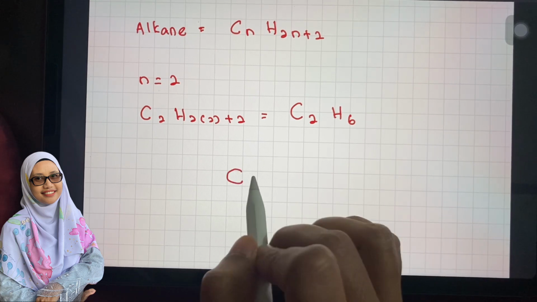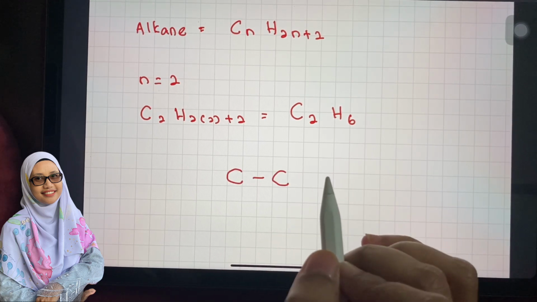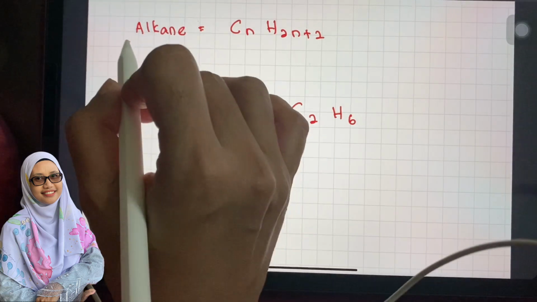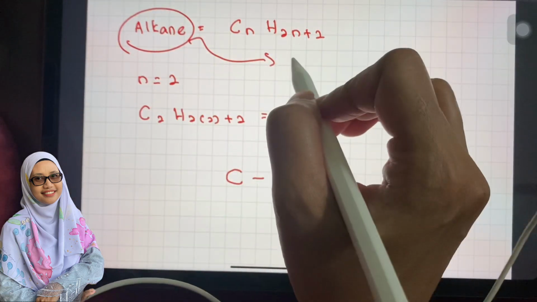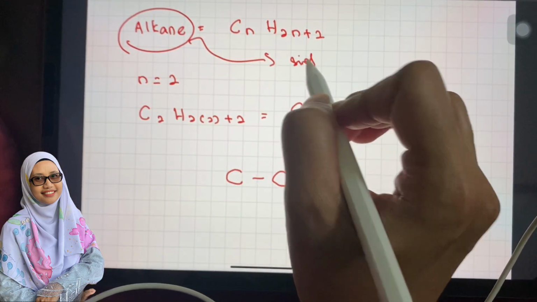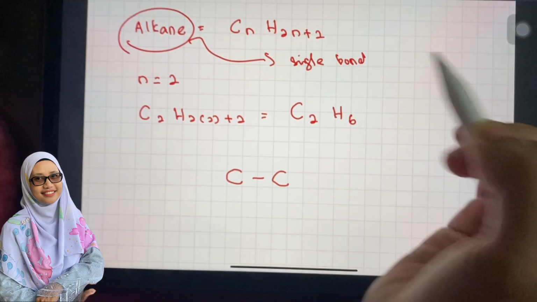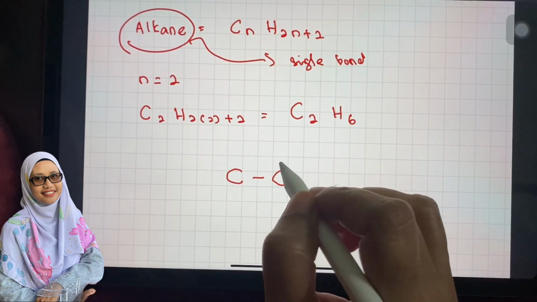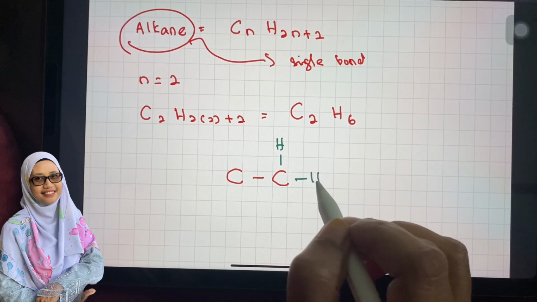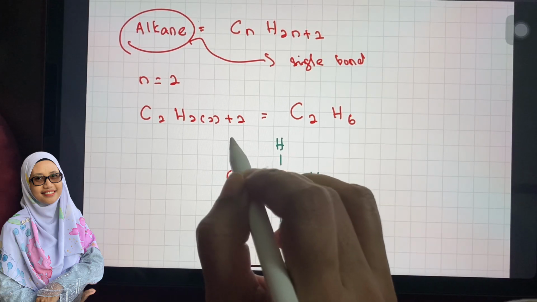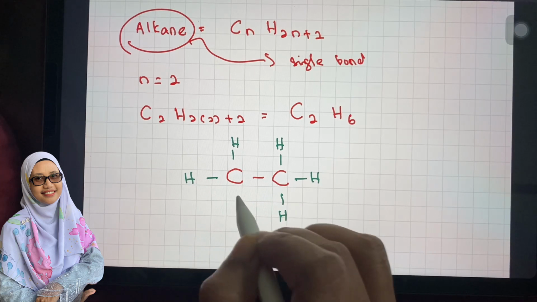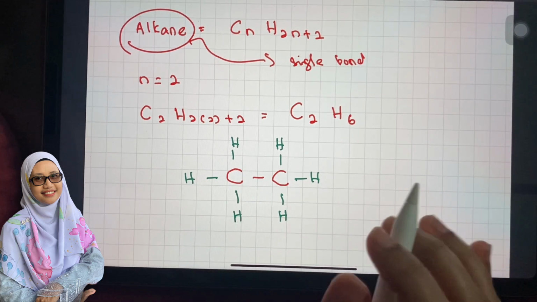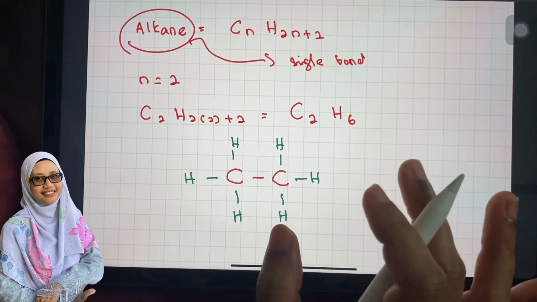So how do we write it? We have 2 C in a single bond. Why single bond? Because it is an alkane. Alkane means single bond. And then the other 6 are hydrogen, all in single bonds. Okay, do you get it?